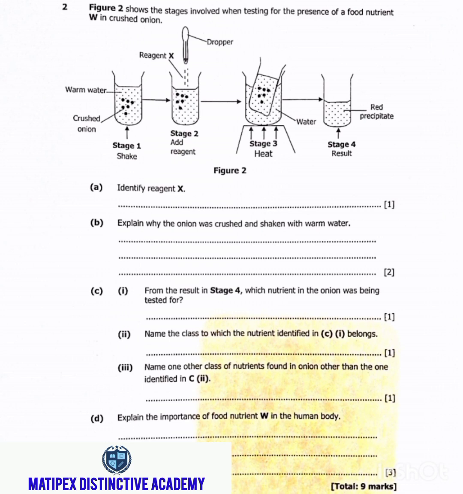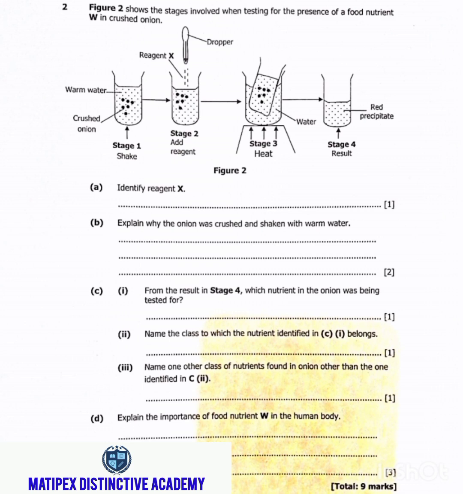Okay, question C, Roman numeral 1. From the result in stage 4, which nutrient in the onion was being tested for? The nutrient which was being tested for is reducing sugars, which is glucose. So you say reducing sugars, and in brackets you can say glucose. So the answer is reducing sugars or glucose.